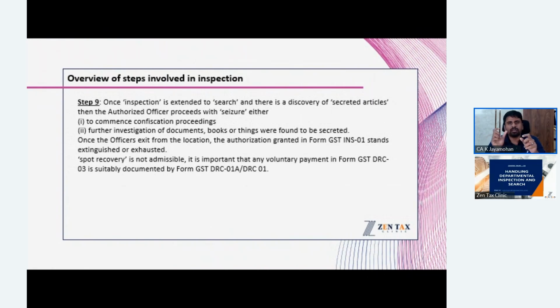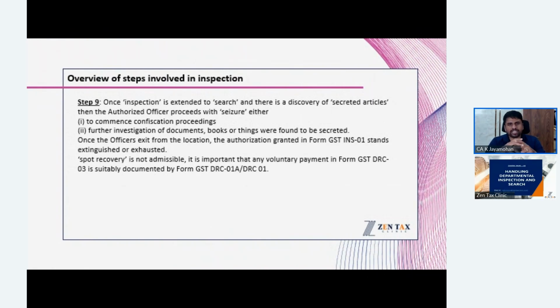See, there is a possibility that if no DRC 01A or DRC 01, which is a show cause notice, is issued, and you have paid the tax, at that point of time you can claim it as a refund. But if the inspection proceeding is initiated against you, it is highly unlikely that you can file a refund application and get this refund.